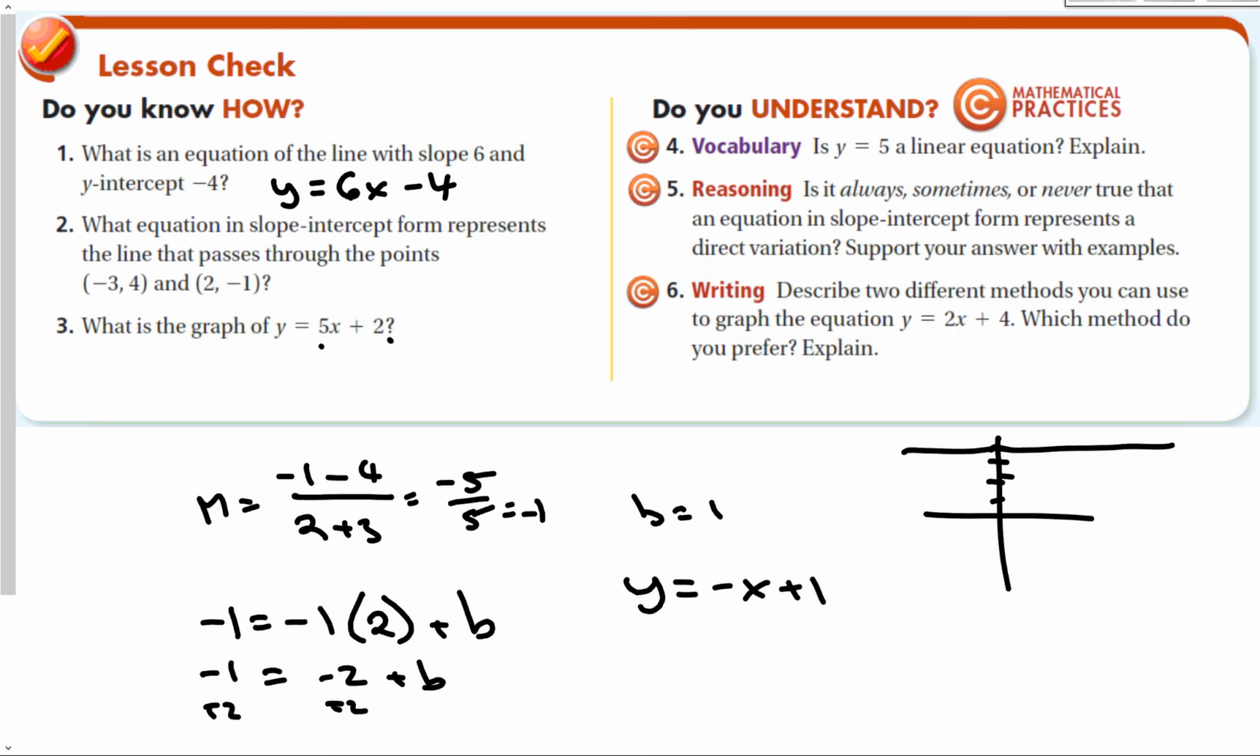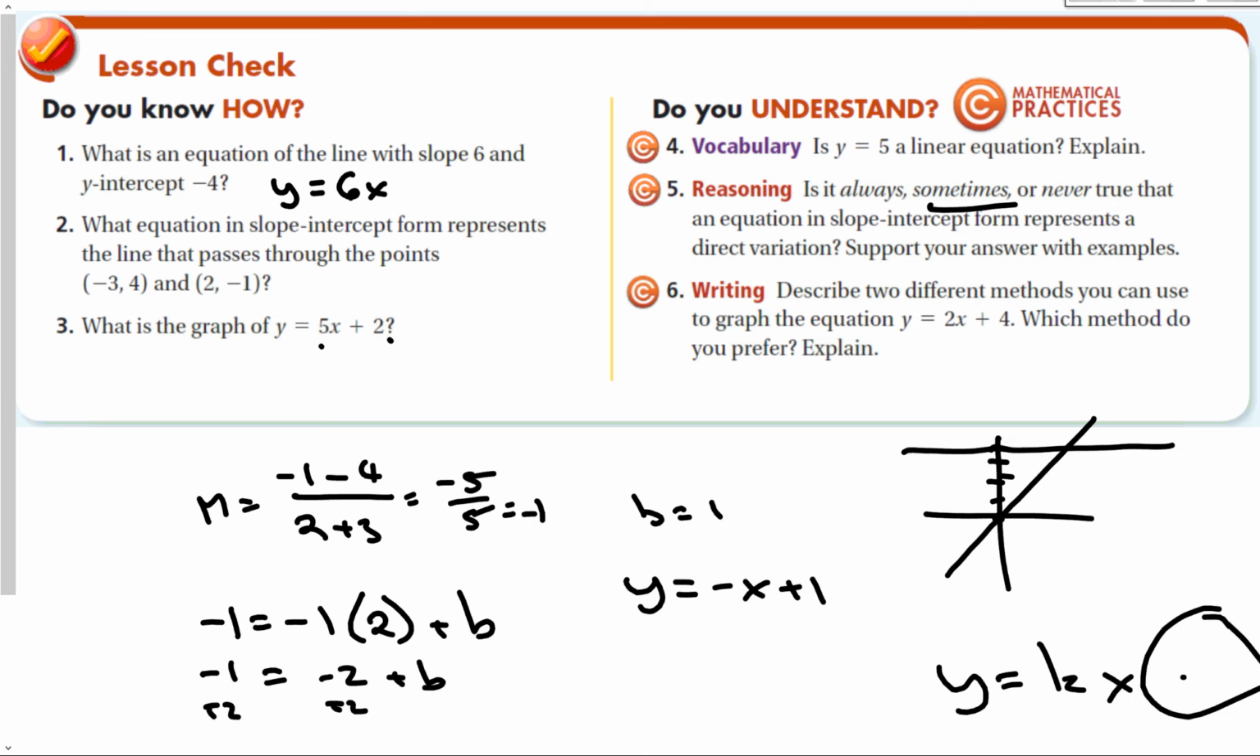Is it always, sometimes, or never true that an equation in slope-intercept form represents direct variation? Well, remember that direct variation has to go through the origin, right? We have to have y is equal to some constant times x. There can be no other number over here. So this would not be direct variation because of the minus 4. Now if I take that 4 away, y is equal to 6x is direct variation. So the answer is sometimes. Linear functions can sometimes be direct variation.